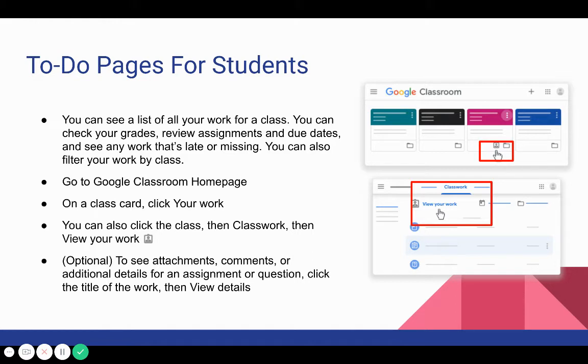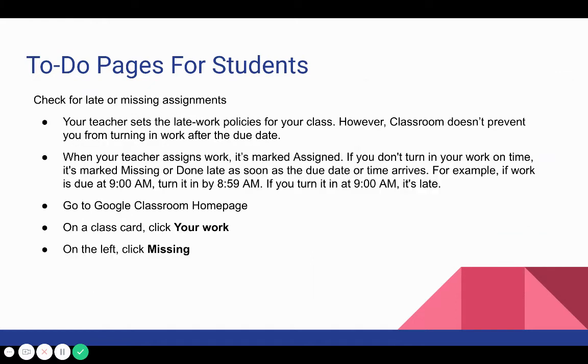And for students, you can see a list of all the work for a class. You can check your grades, review assignments and due dates, and see any work that's late or missing. You can also filter your work by class. So by going to the Google Classroom homepage, on a class card, you're going to click Your Work, which is your little picture right here, and click View Your Work. And that's where you can also see attachments, comments, or additional details for an assignment.